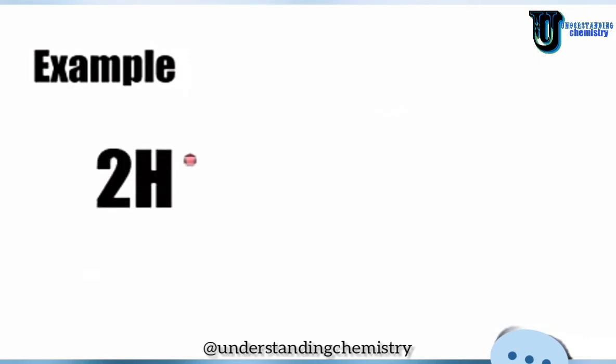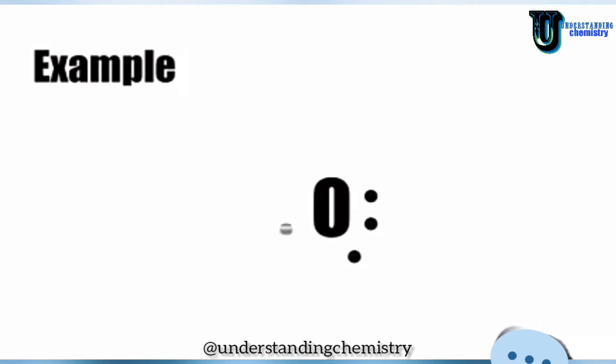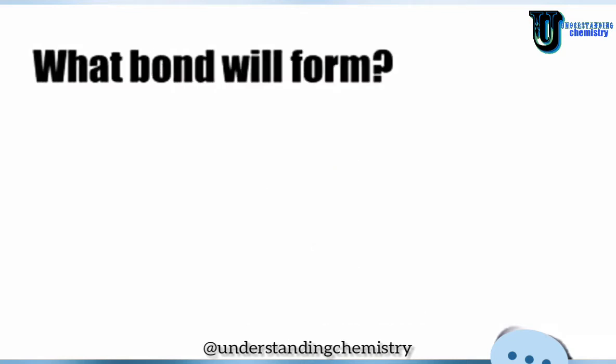Here's an example. We have some hydrogen and some oxygen. Now notice oxygen wants two electrons, and so we had to have two hydrogens. But by sharing electrons, that gives hydrogen its duet, and it gives oxygen its octet. So everybody's happy. Okay, now let's look at some examples here.